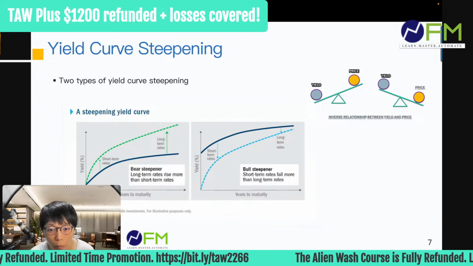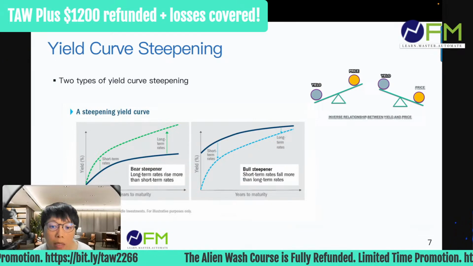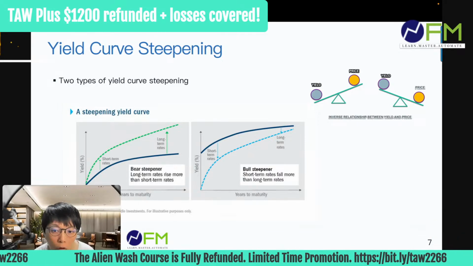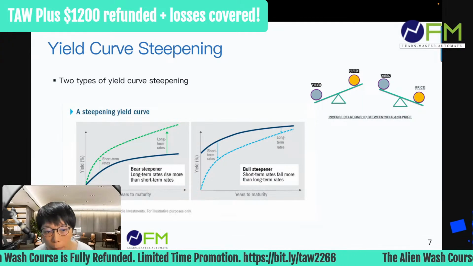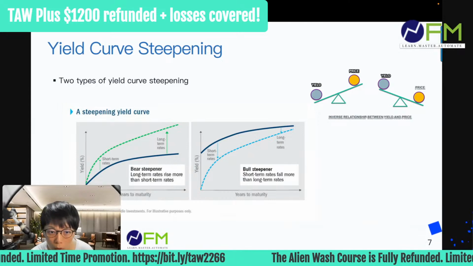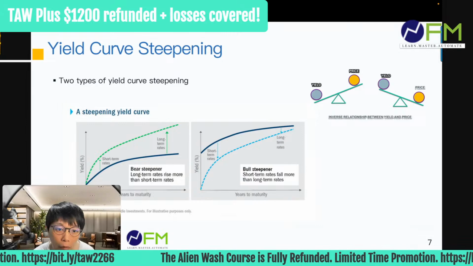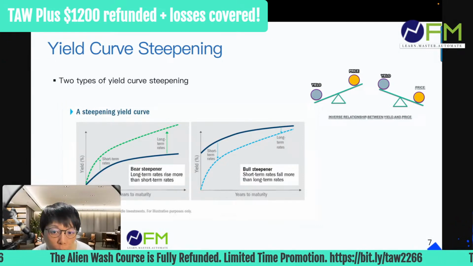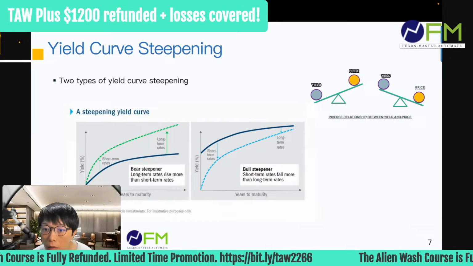Versus the bull steepener, which is on the right-hand side, it means that the short-term rates fall faster than the long-term rates. Both situations, whether it's the bear or the bull, lead to the rates between the long term and the short term coming closer together. It's just about which one is the driver. When you have the bull steepener, it means that the short-term rate is falling faster than the long-term rate.